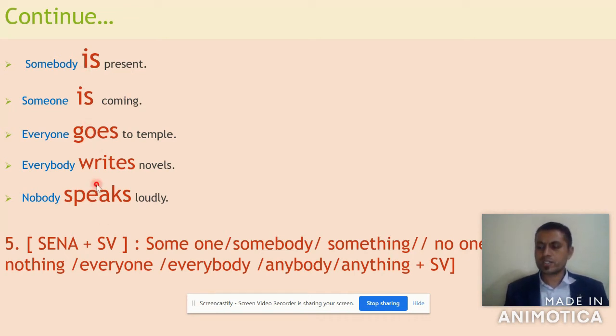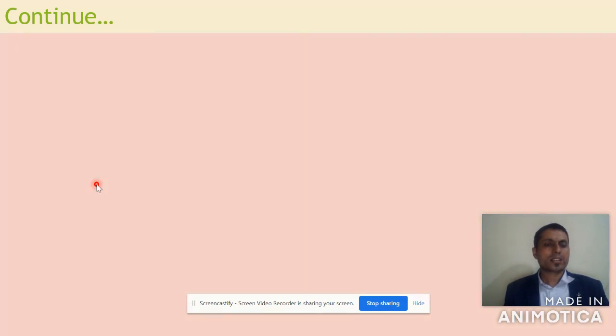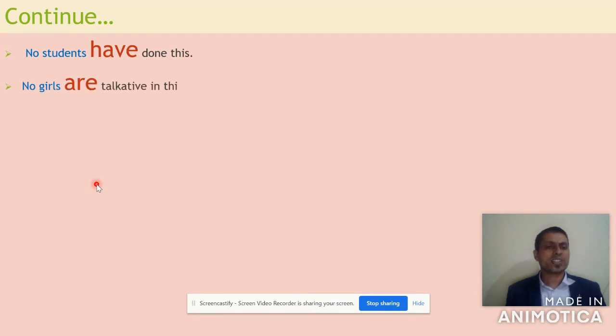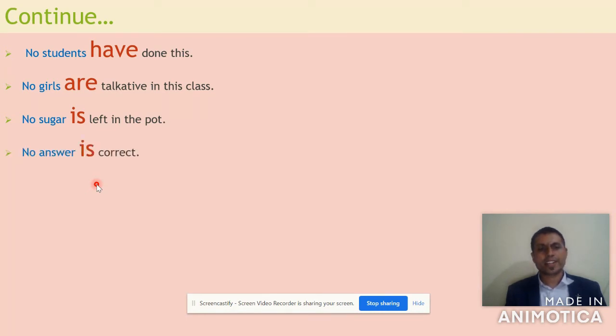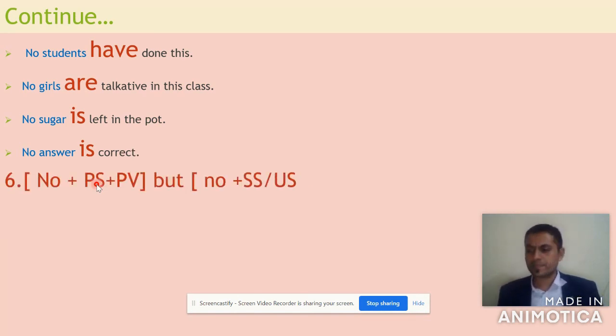So next one, my dear student, look here. No students have done this. No girls are talkative in this class. No sugar is left in the pot. No answer is correct. Number 6, you can find such a structure: no plus plural subject plus plural verb. You can see here the plural verb.